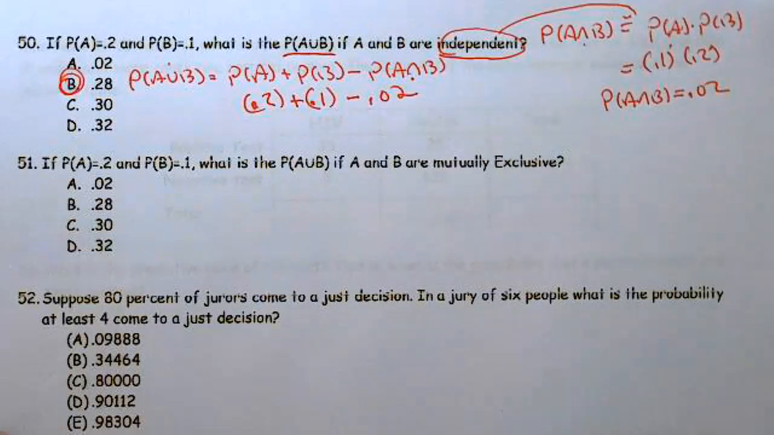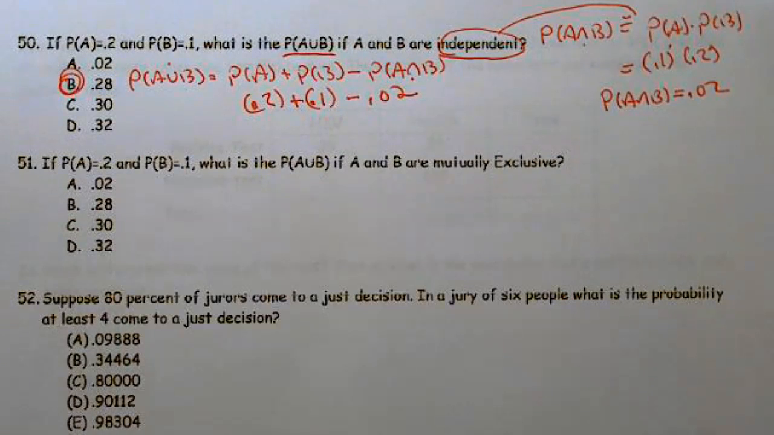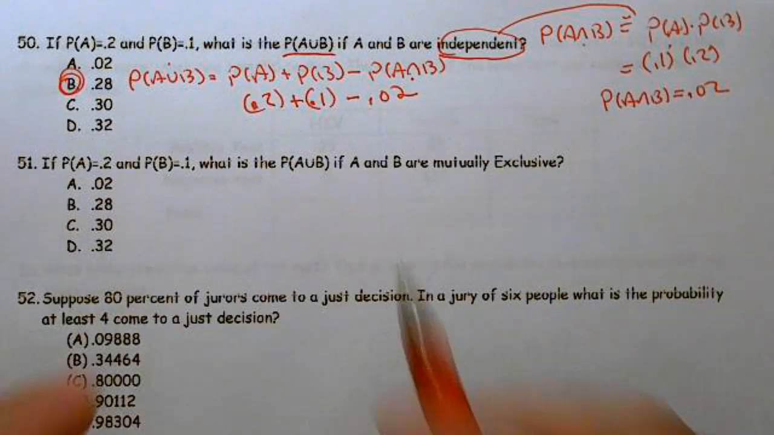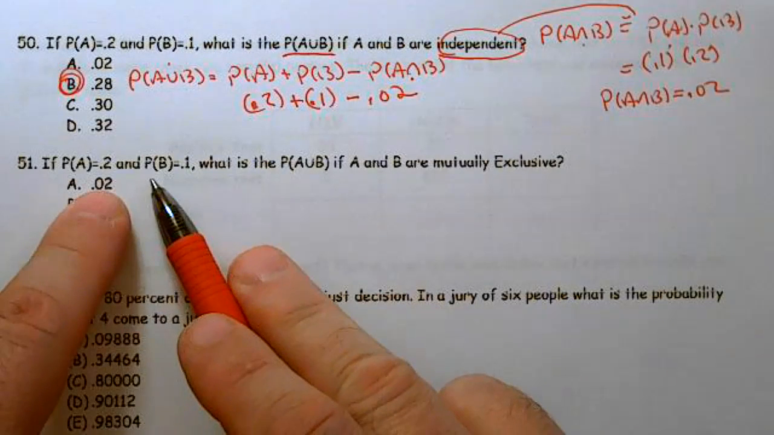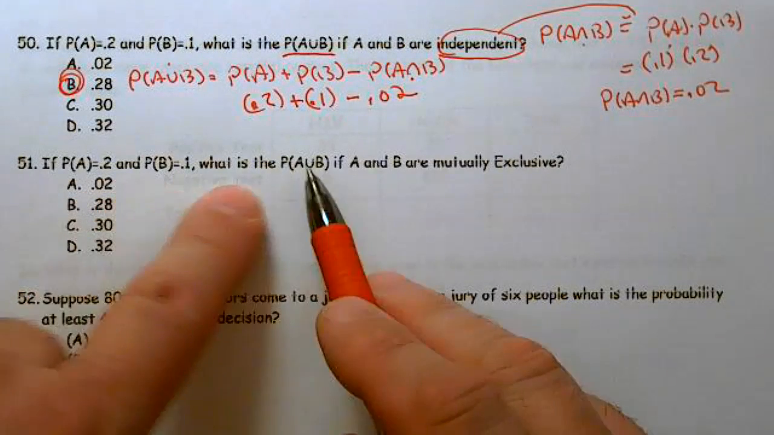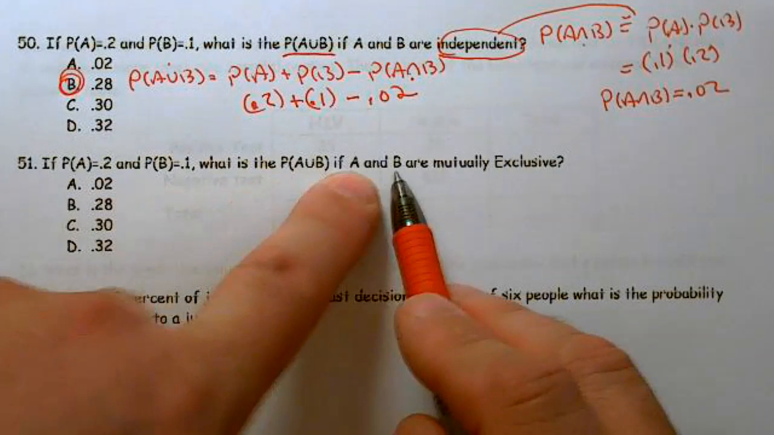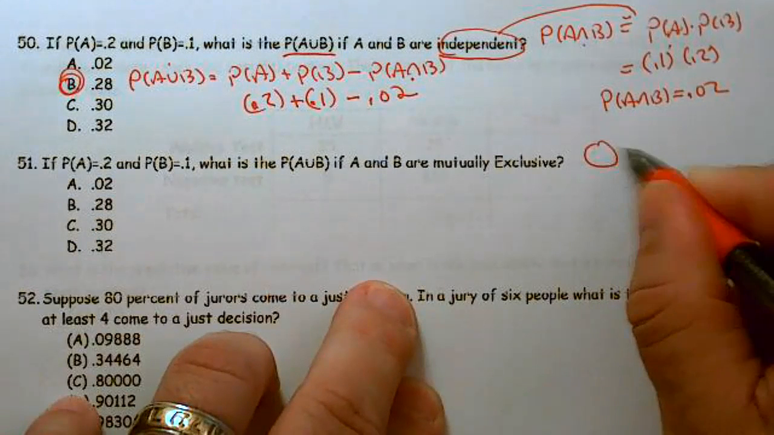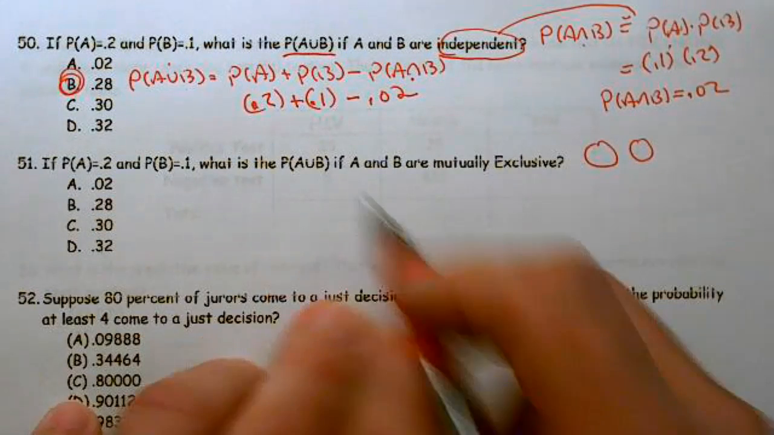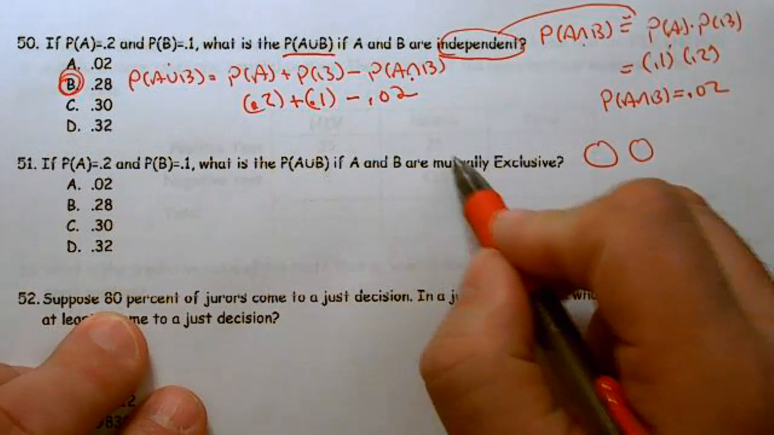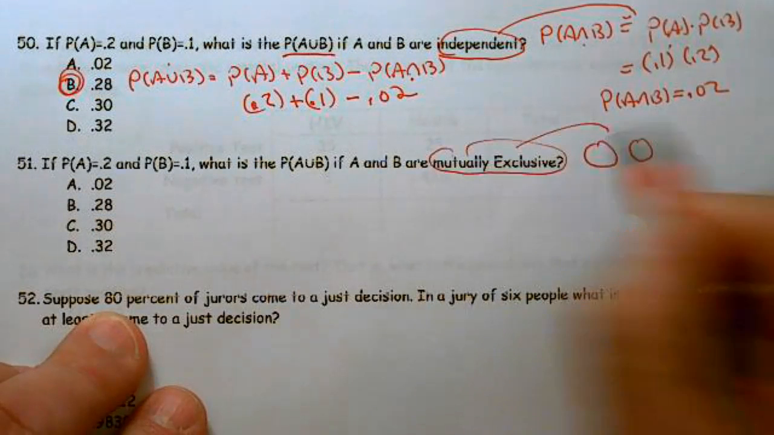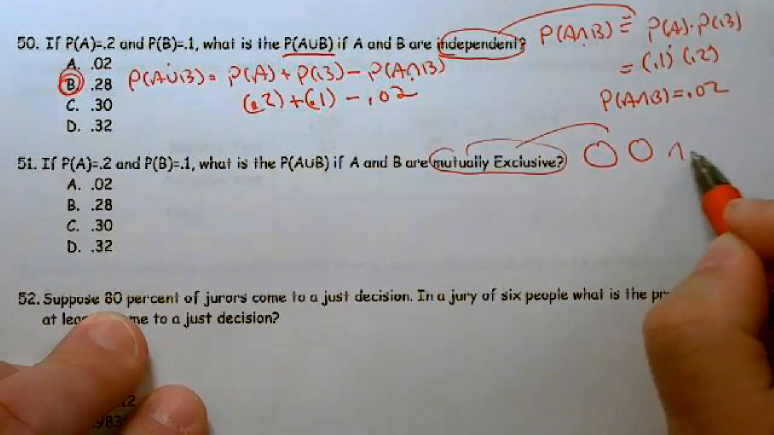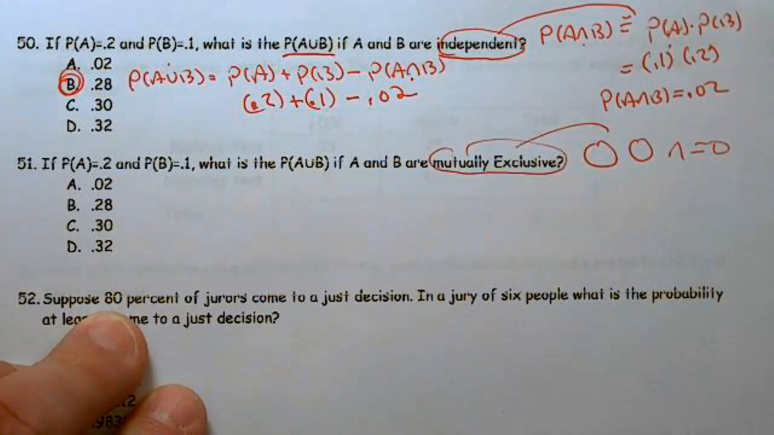I'm going to go ahead and do 51, even though I didn't address that earlier, just because it ties very similarly to the one above. Probability of A equals 0.2. The probability of B is 0.1. What is A union B if A and B are mutually exclusive? Remember, mutually exclusive means they have no overlap. Okay, we'll come back to that part right here. A mutually exclusive, no overlap means the intersection has to be 0.